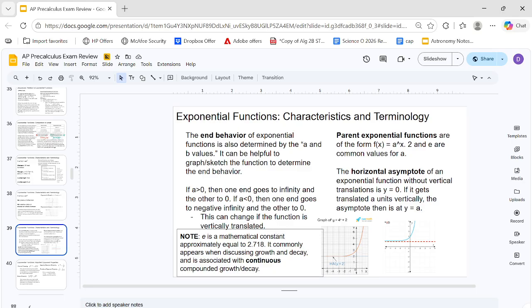So e is about 2.718. It's important to know e, be able to work with that. It's just a type of constant.